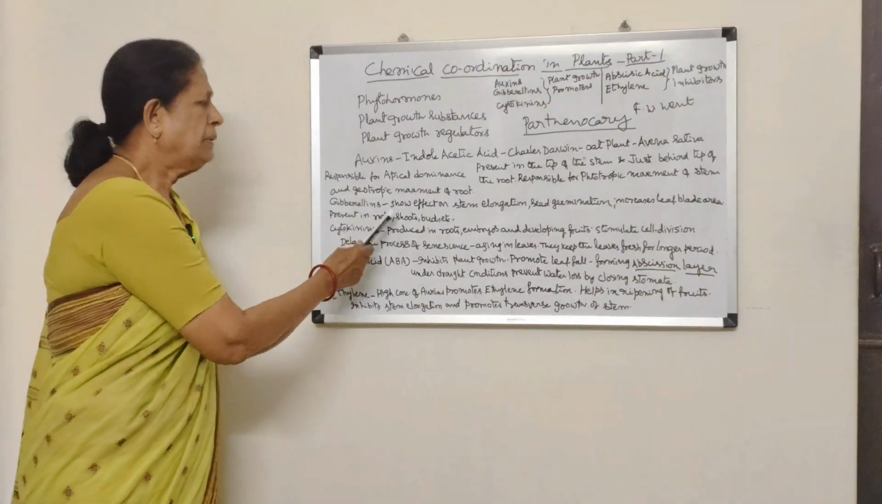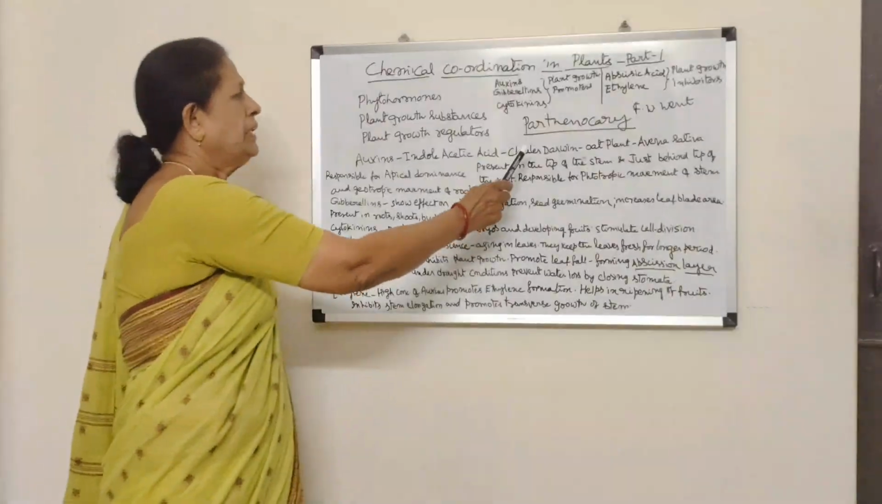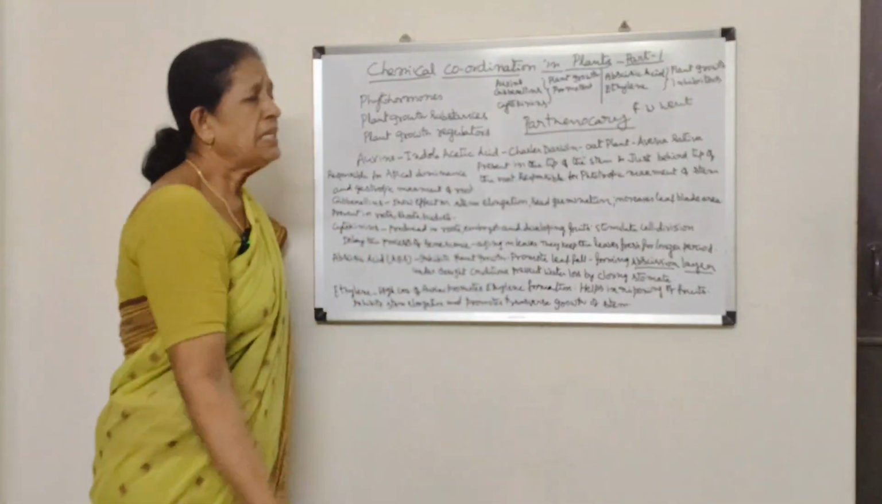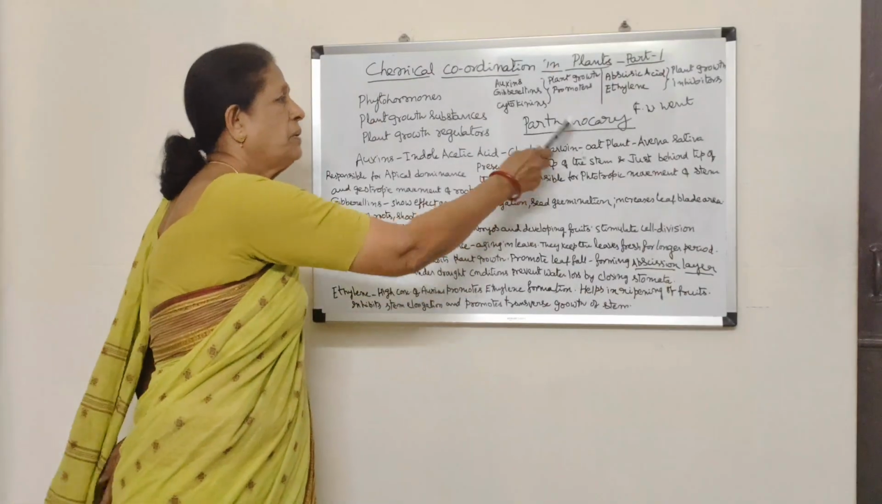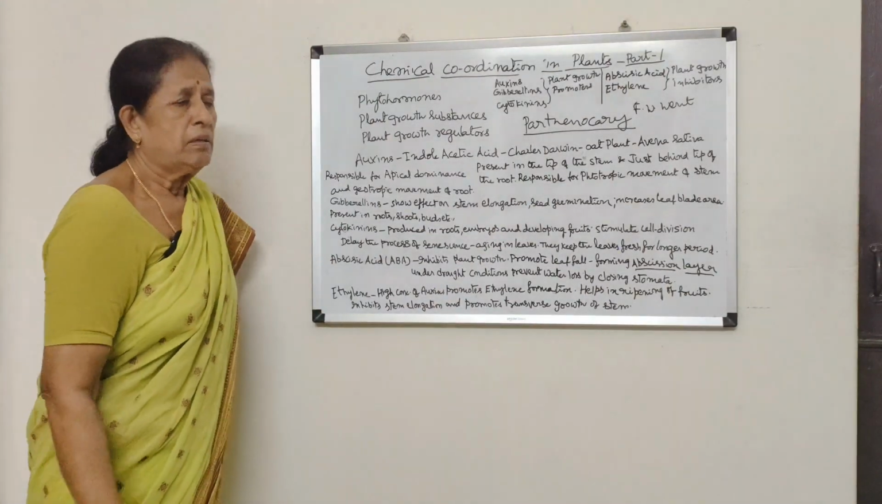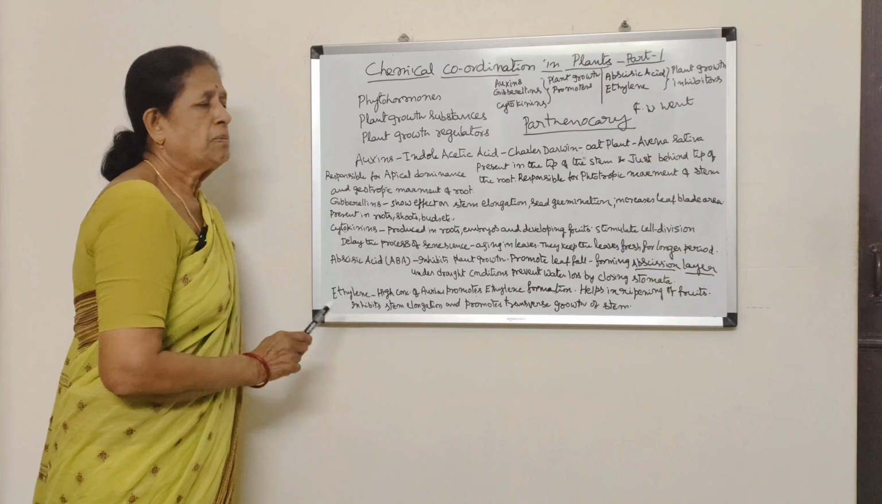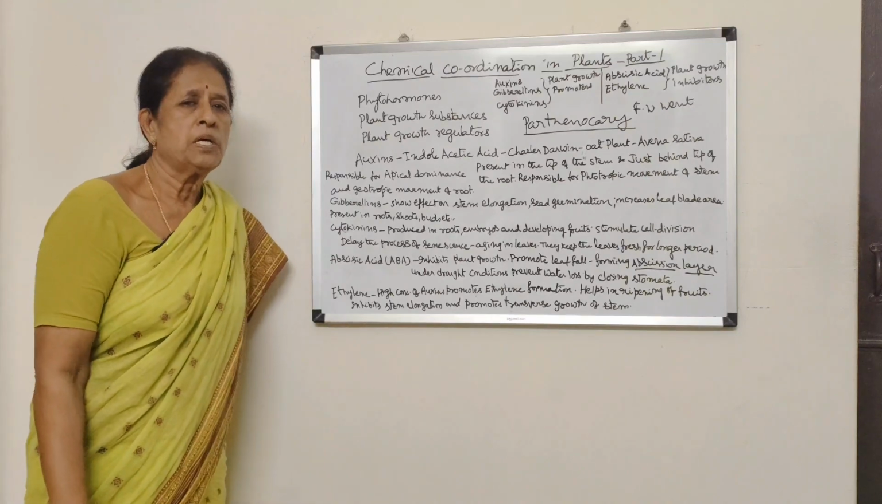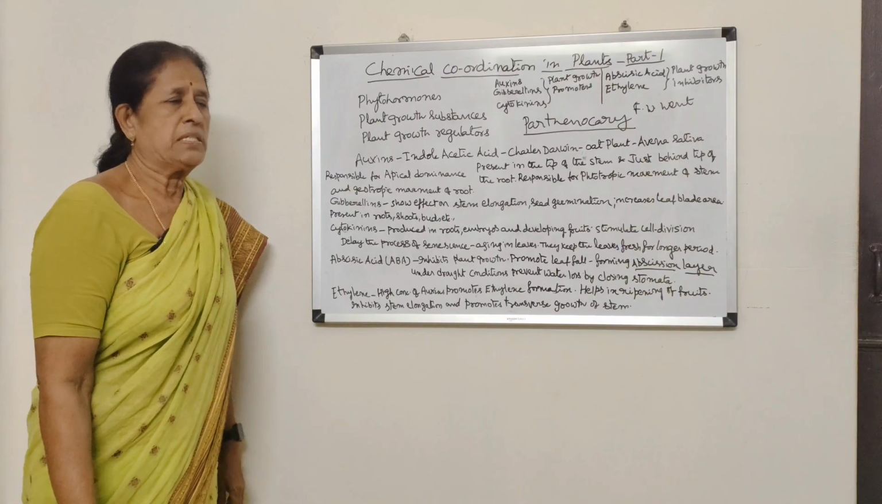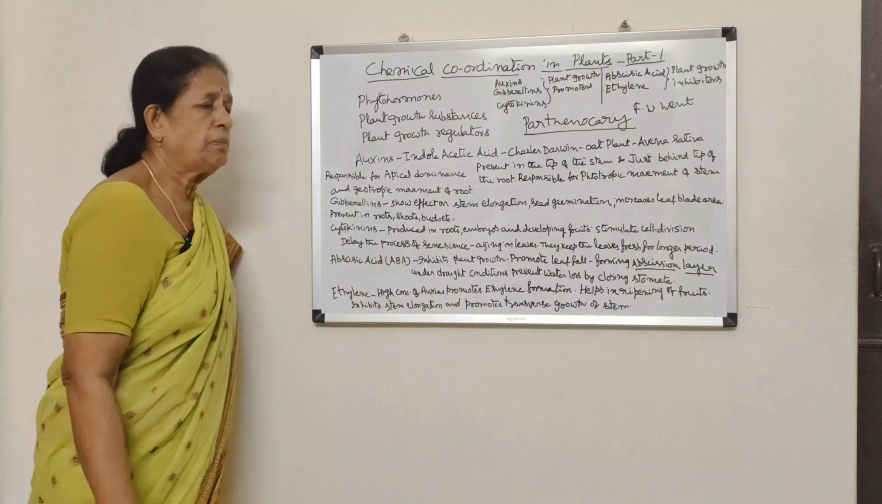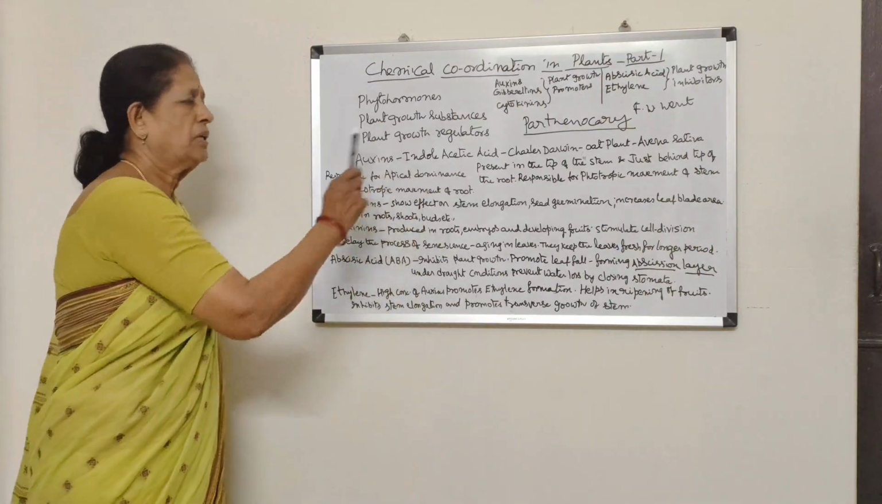And gibberellins spray helps in the formation of seedless fruits, that is called parthenocarpy. That is another function of gibberellins. Parthenocarpy means production of fruits without seeds. Gibberellins are responsible for parthenocarpy.